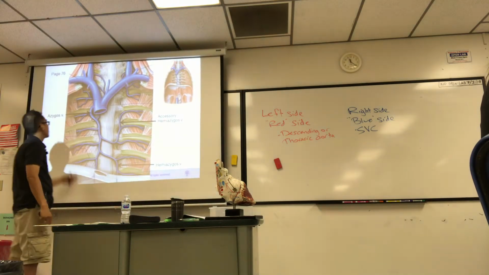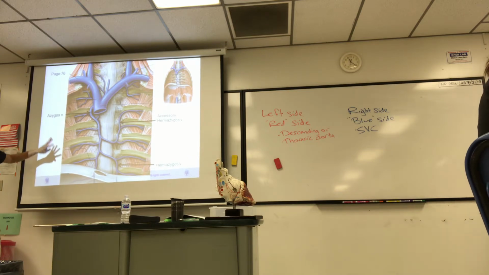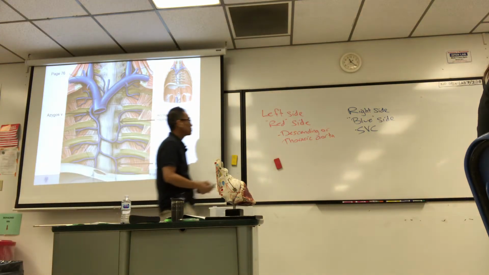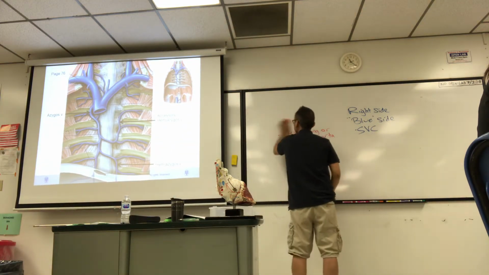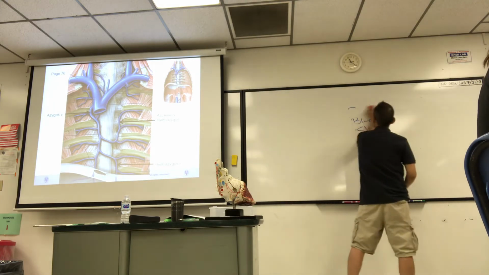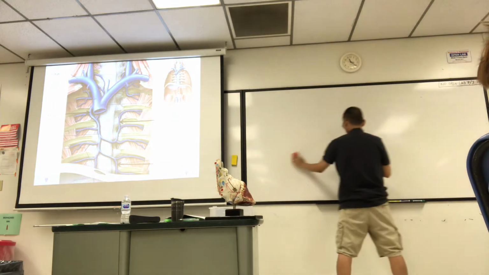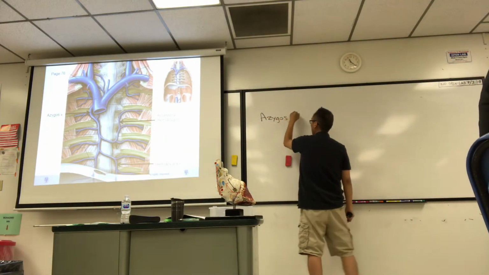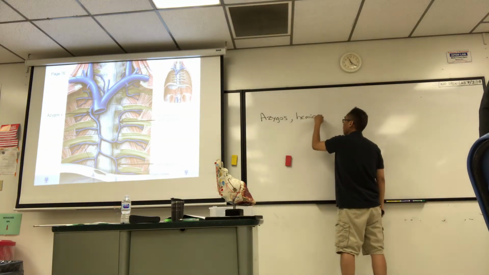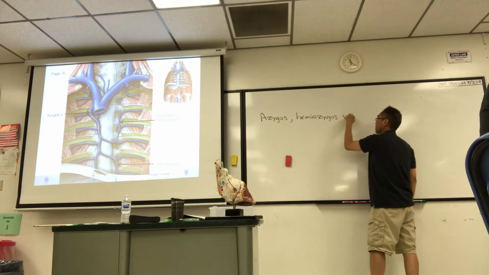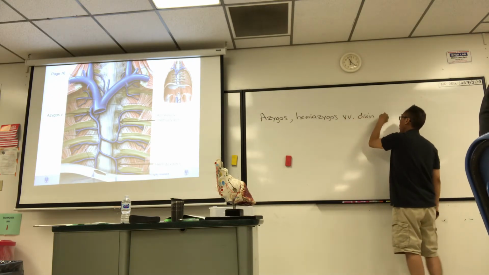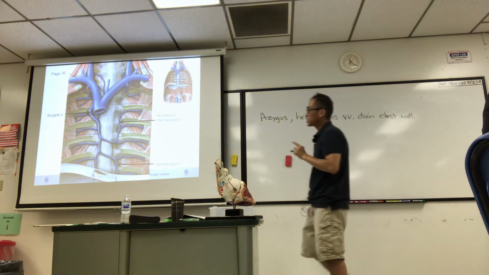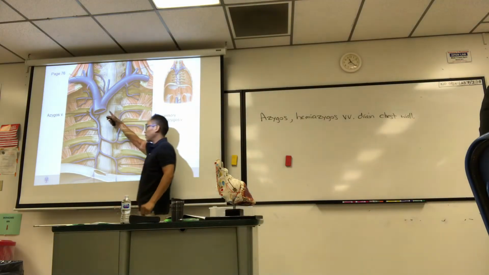Note these two, the azygos and hemiazygos. That system of veins drain chest wall. Azygos and hemiazygos veins drain chest wall. Turns out it's the azygos that drains directly into subclavian vein, right there.